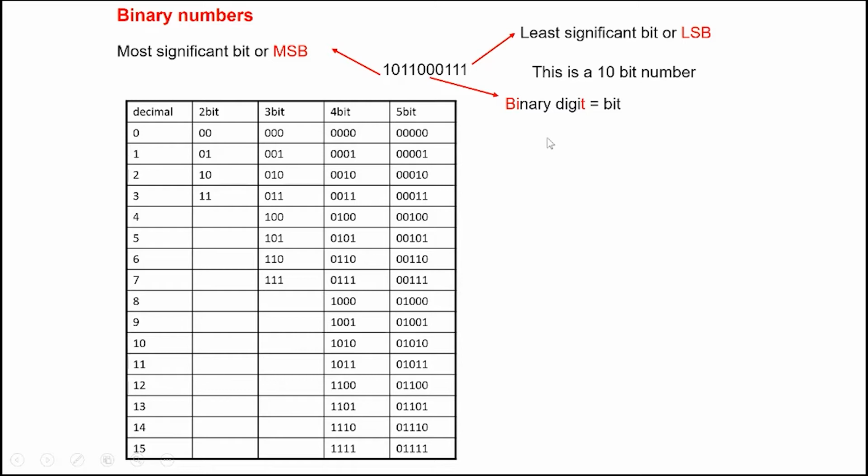So depending on the kind of number that you're handling, you may require that number to be represented by 4 or 5 or 8 or 16 bits. So an n-bit binary number can represent numbers from 0 to 2 to the power n minus 1. So for 3 bits, 2 to the power 3 minus 1 is 7, so it can represent from 0 to 7.